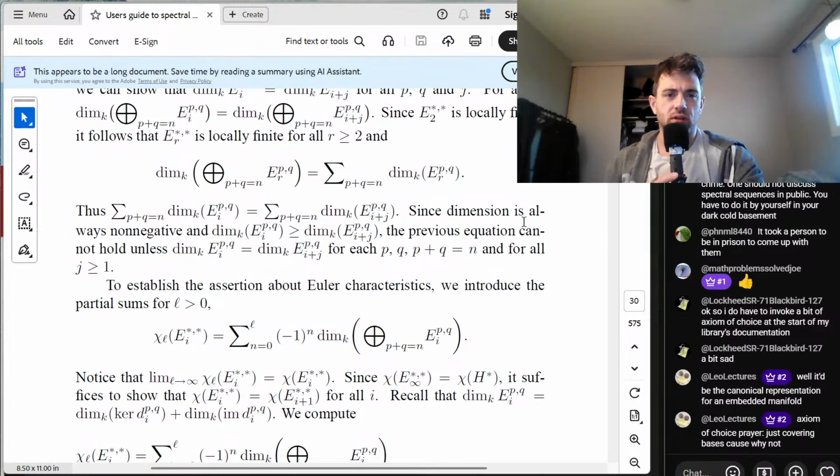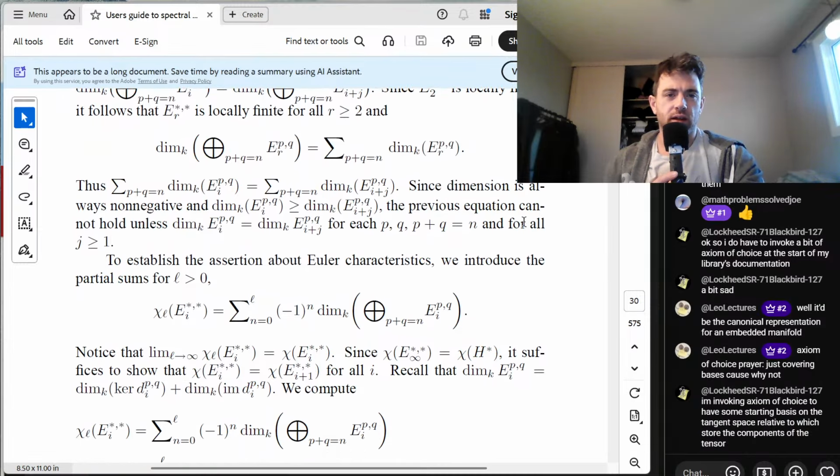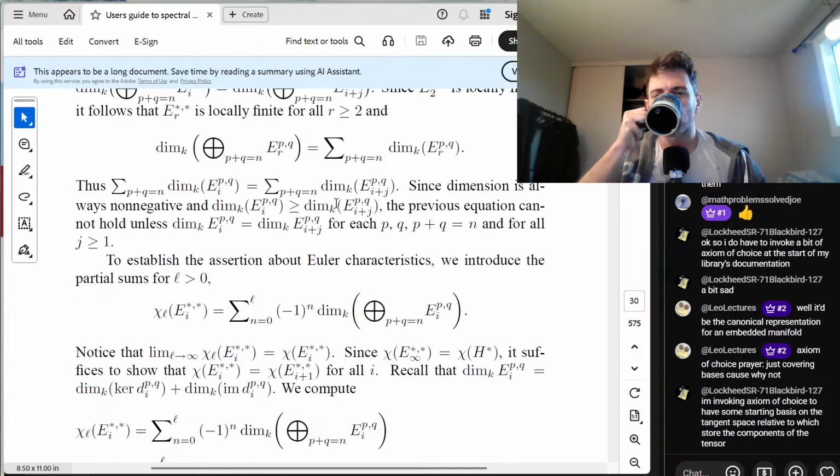Yeah. And the dimension of this is the sum of the dimension of those pieces. Wait a second. Why is he saying thus? I thought we were trying to prove these things. Hang on a second.